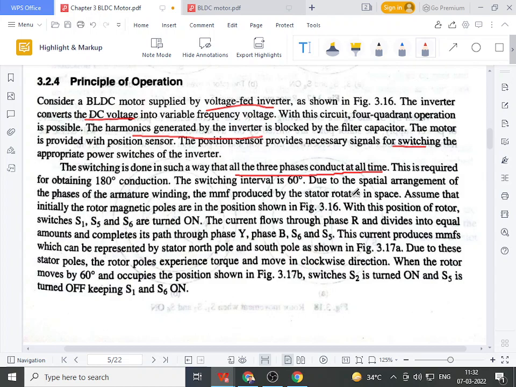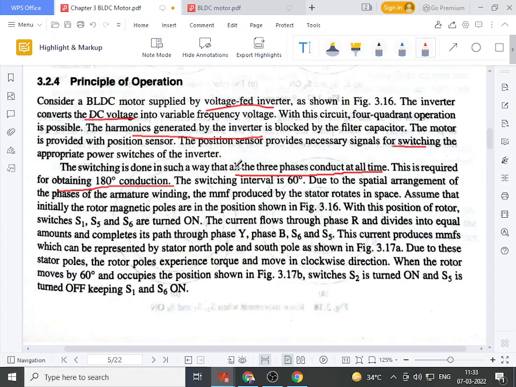Okay, so if all three phases carry current at a time, then and only then will there be formation of a rotating magnetic field. For this purpose we require 180 degree conduction. Basically, 180 degree conduction mode and 120 degree conduction mode for inverter circuits, you are familiar with that. Generally, the BLDC motor inverter is operated under 180 degree conduction mode.